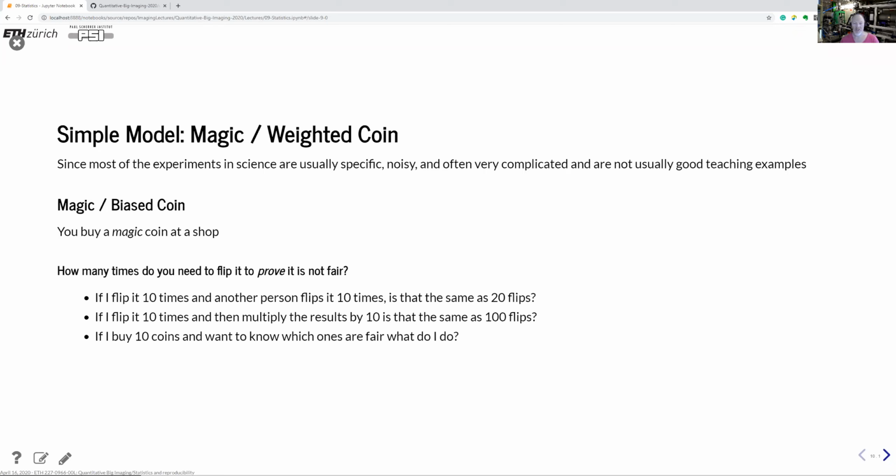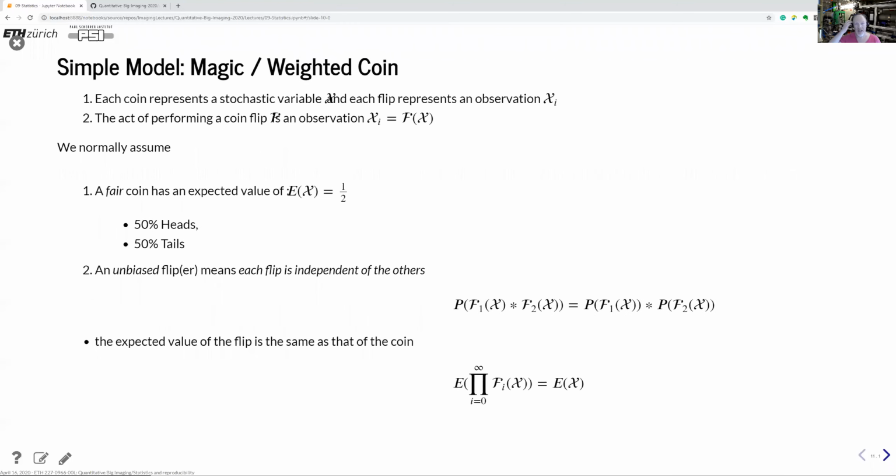You can also do an expanded experiment where you buy 10 coins and you want to know which ones are fair and how you should design the experiment with that. Now, oops, there are some formatting problems here.